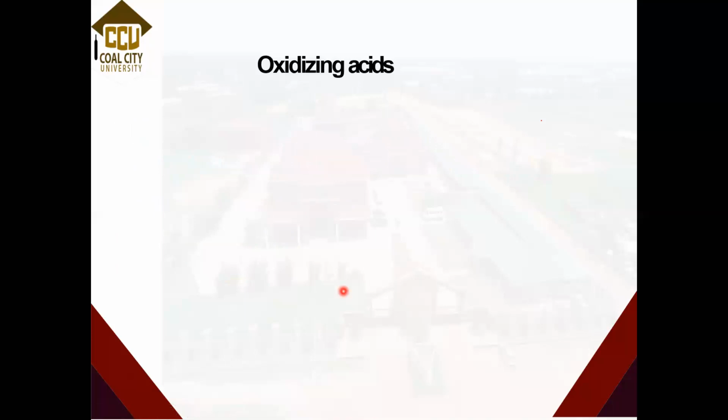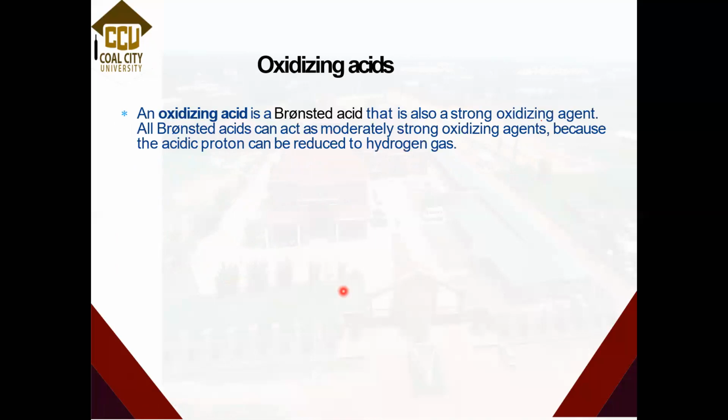Oxidizing acids. So let's quickly look at oxidizing acids. Now, an oxidizing acid is a Bronsted acid that is also a strong oxidizing agent. The word Bronsted here is the name of a scientist. Bronsted defined acids as proton donors. So you can say an oxidizing acid is a Bronsted acid that is also a strong oxidizing agent.